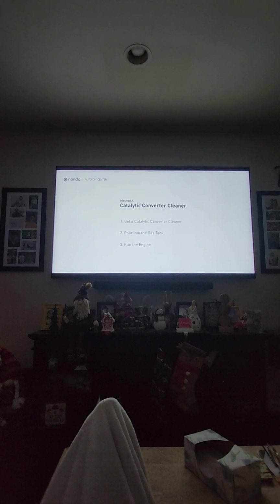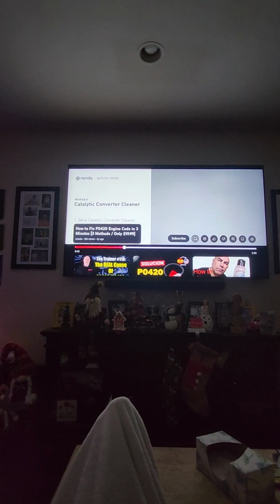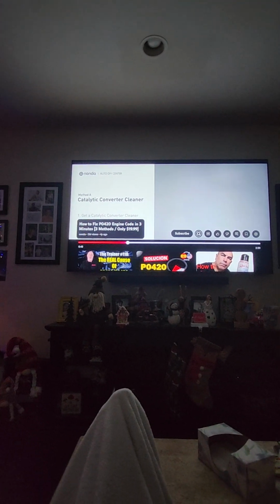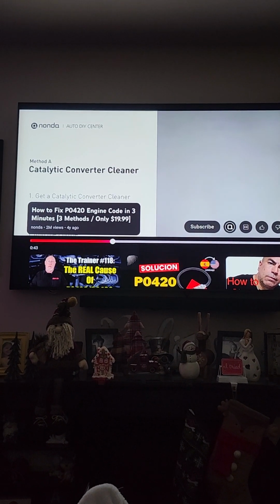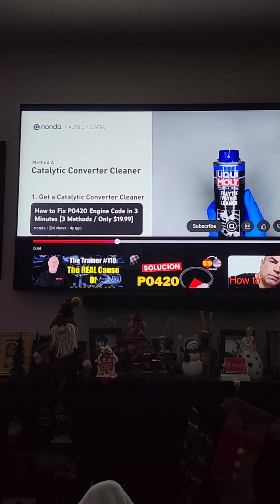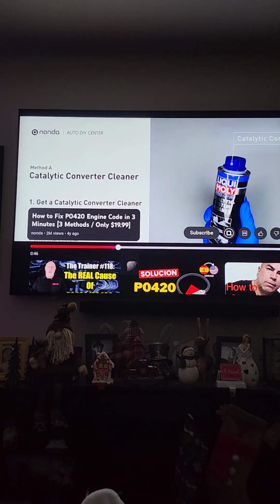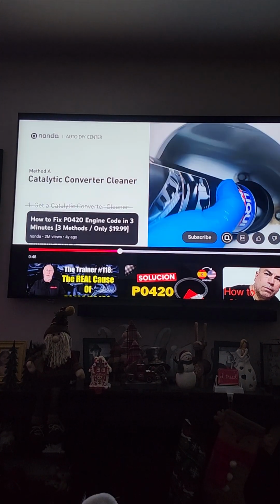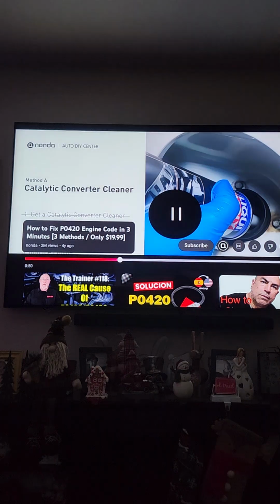Catalytic converter cleaner. So here it says, and I guess they're promoting a product, to get catalytic converter cleaner. There are many different kinds of cleaner. Normally it's all under $20. Simply pour the cleaner into the gas tank. All right, so let me just talk about CataClean. CataClean is a pour-in gas tank additive.